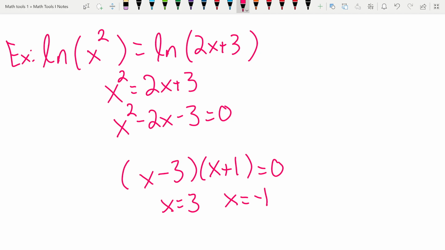Particularly negative 1 should set off some alarm bells because we have to make sure this is going to work. If we plug it into x squared, we're good because x squared is always positive. We can't plug 0 in there, but anything else will be positive. Negative 1 squared is 1, so this is fine. Here, if we plug in negative 1, we're still fine. This is going to be the natural log of 1, which is 0, and that's all fine. And 3 is also going to be no issue here. So we can plug everything in, no problem.